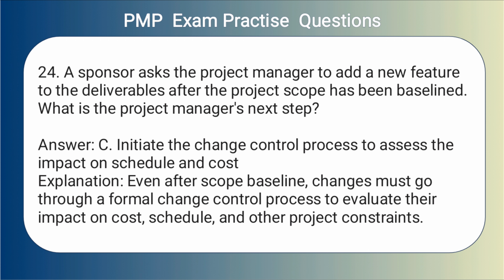Answer: C. Initiate the change control process to assess the impact on schedule and cost. Explanation: even after scope baseline, changes must go through a formal change control process to evaluate their impact on cost, schedule, and other project constraints.